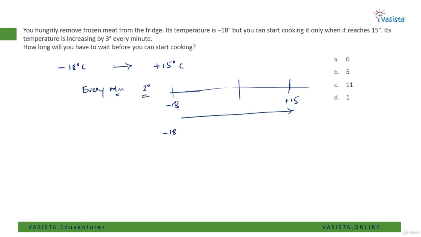Minus 18 divided by 3, which is going to be 6. Right? Here don't worry about this negative. 6 minutes it's required to reach 0, and from 0 to 15 it is going to be 15 divided by 3, that is going to be 5 minutes. Right? So 6 plus 5 minutes, which is going to be 11 minutes.